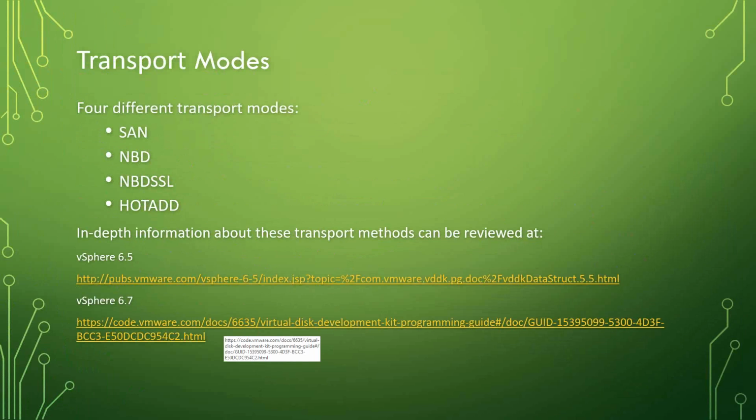So currently, the VADP or VMware APIs support 4 different transport methods. There's going to be SAN, NBD, NBD SSL, and hot add. Now, some vendors will call them different things. I've seen some that refer to hot add as appliance backups, things like that. But these are the basic transport modes as defined in the APIs, and I've gone ahead and attached a link to both guides for the APIs for vSphere 6.5 and 6.7.